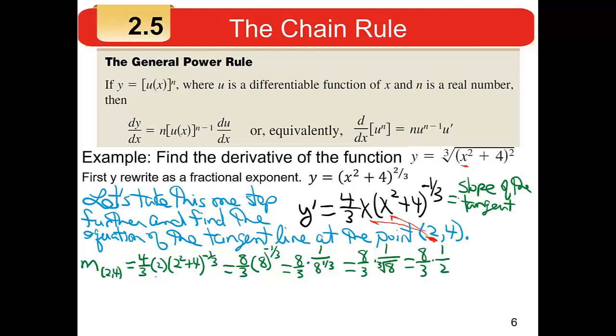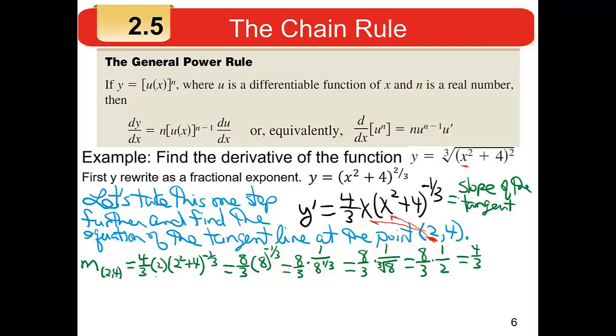Now you can divide that 2 into the 8 and get 4/3, or you can write it as 8/6 and reduce it to 4/3. But one or the other, you get a slope of 4/3. That's the calculus part, taking the derivative and getting the slope. The rest of it's algebra.